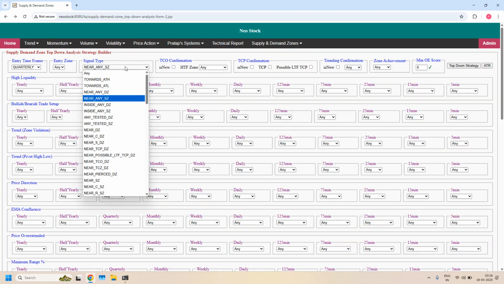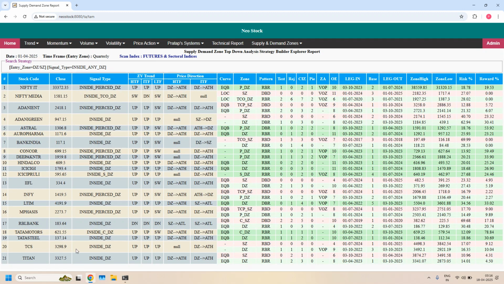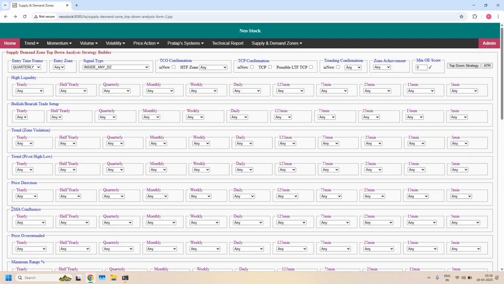Next, price closed inside the quarterly demand zone. First, we got 21 stocks. We can further filter this list based on quarterly demand zones having quarterly EMA confluence. So I'm going back to the EMA confluence at quarterly time frame. I'm setting the filter quarterly demand zone having quarterly EMA confluence.